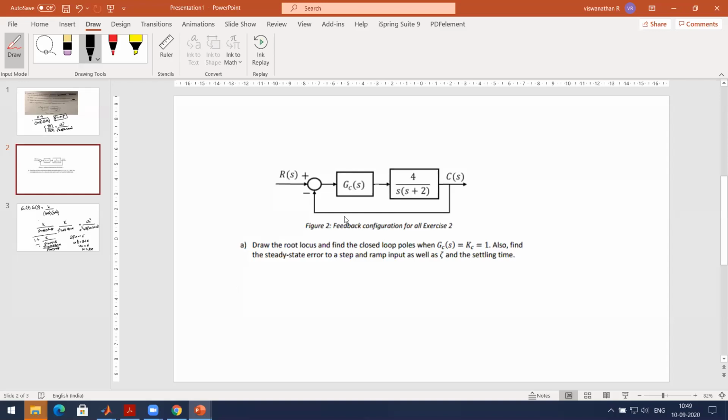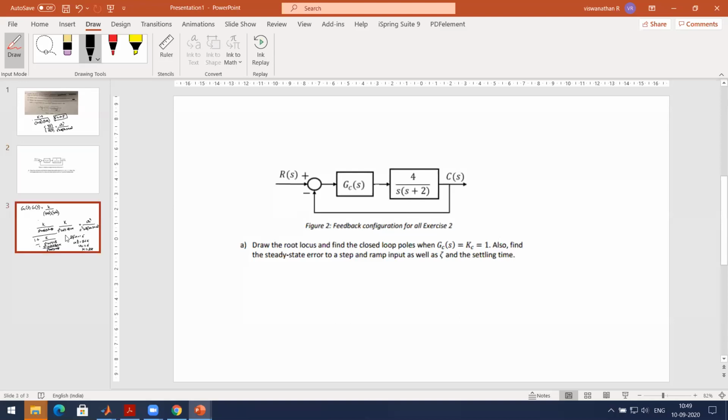Can you try this one? What you need to do is forget the ramp input, do it for a step input. Find the zeta. So how do you find zeta? Let's do it by MATLAB first. 4 divided by s into s plus 2.